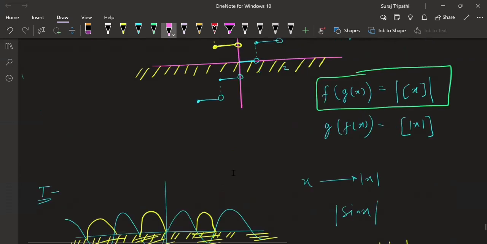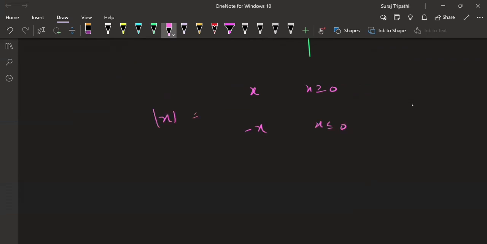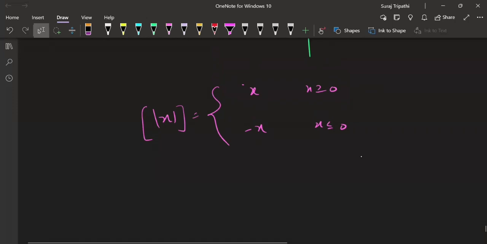Now next one, this box of modulus x. Mod x means it is x for x greater than or equal to 0, and it is minus x for x less than or equal to 0. This is called mod x. Now we have to draw the graph of modulus of box x. Now we have to put box here. So again, we are putting box here.